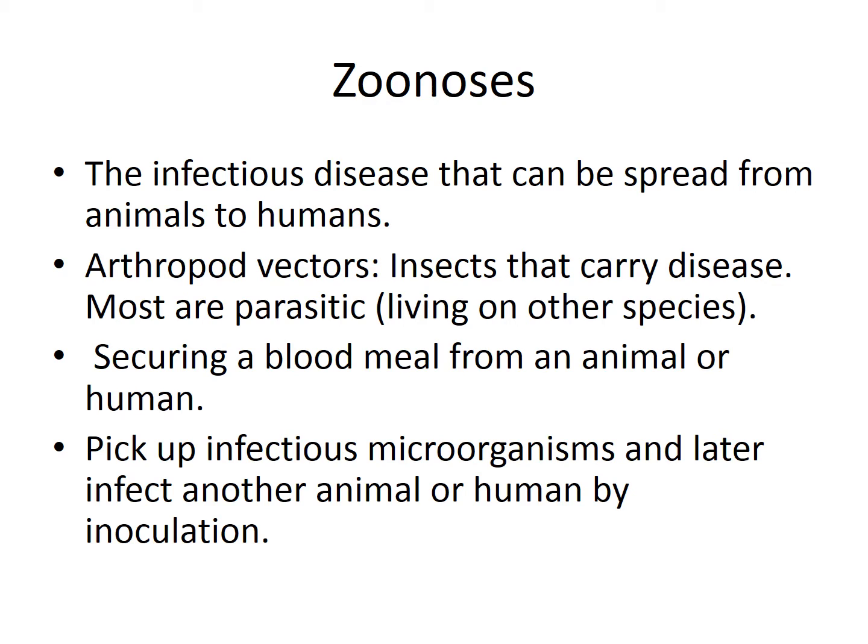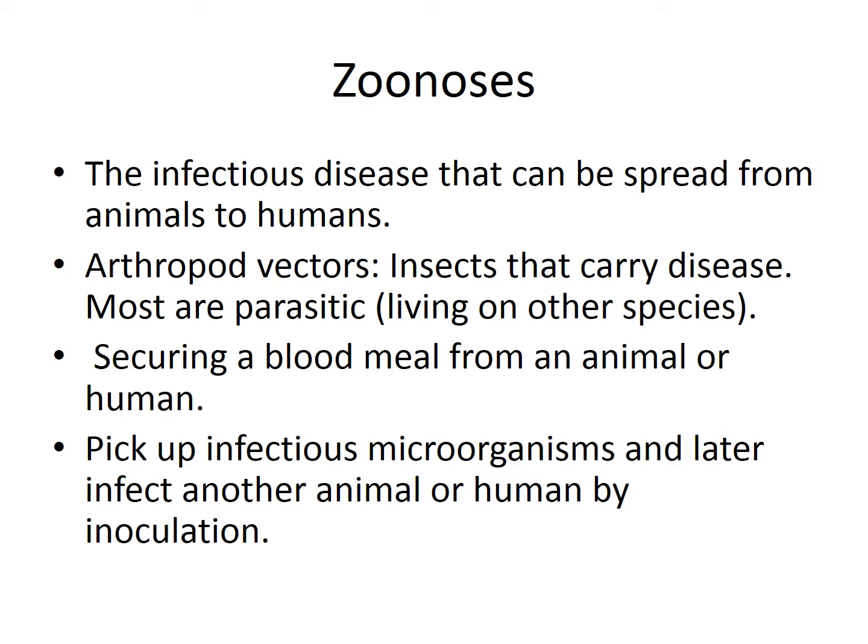The arthropods are basically insects that carry disease. A vector is something that lives off, sucks its nutrients from, the original organism. And most of them are parasitic, or parasites that live on another species. So if they didn't have that original species, they couldn't exist. An example would be a flea. If a flea did not have a dog to live off of its blood, then the flea would die. It just couldn't live on its own.